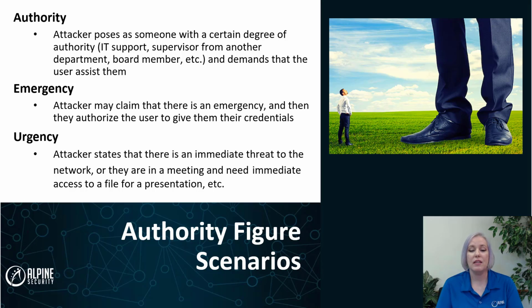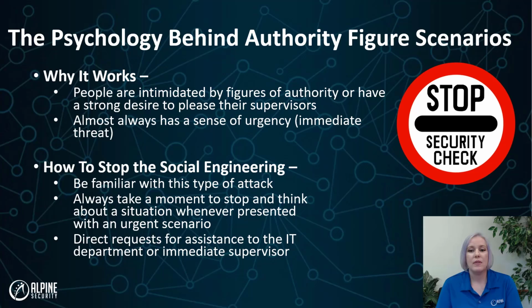The attacker may state that there's an immediate threat to the network, or they're in a meeting and they need immediate access to a file for a presentation. That sense of urgency creates stress and is often what causes the victim to not think clearly about what they're doing. So why it works, again, is because people are intimidated by figures of authority. They don't want to stand up to their supervisors or run the risk of getting in trouble. And that sense of urgency or immediate threat often overrides their logical brain. They start to react before they really think about what's going on.